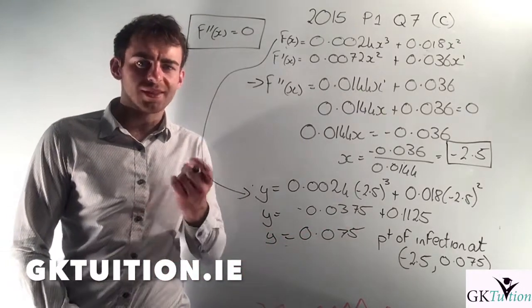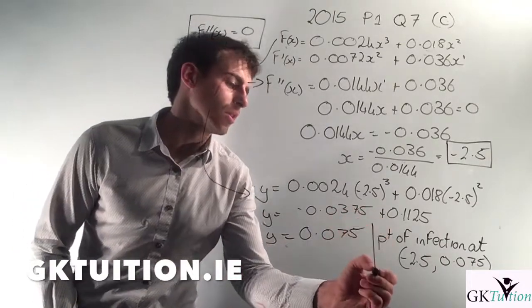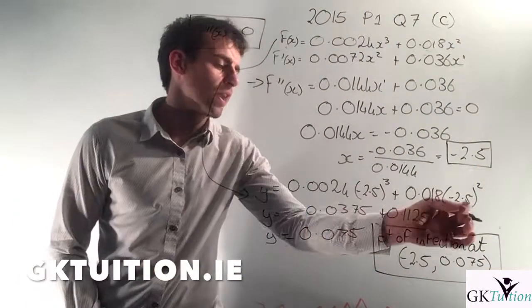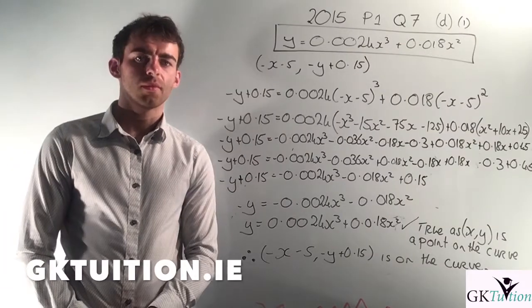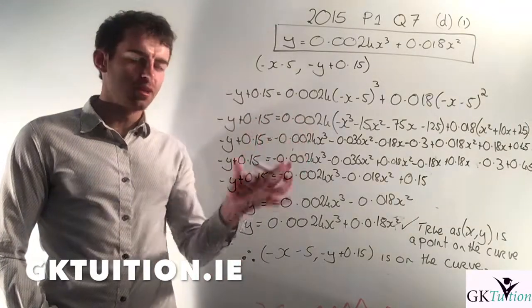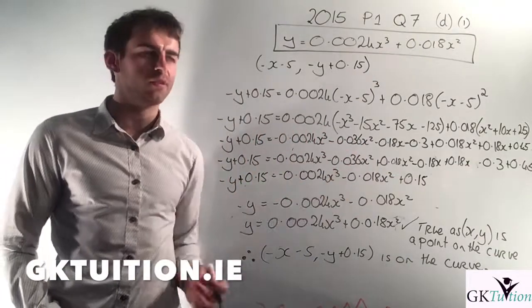But again, we were asked to show this, so we've just verified something, so make sure you put a little conclusion in. So the way I've concluded this one is I just said there's a point of inflection at minus 2.5, 0.075. So as you can see, I've worked my way through this question. Now don't be intimidated, it looks very complicated, but it's basic enough, it's just there's a lot of terms involved.